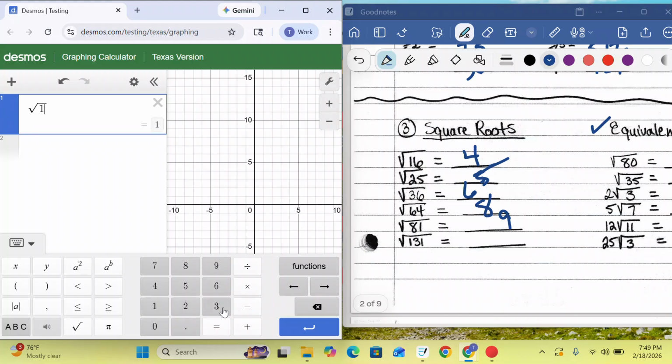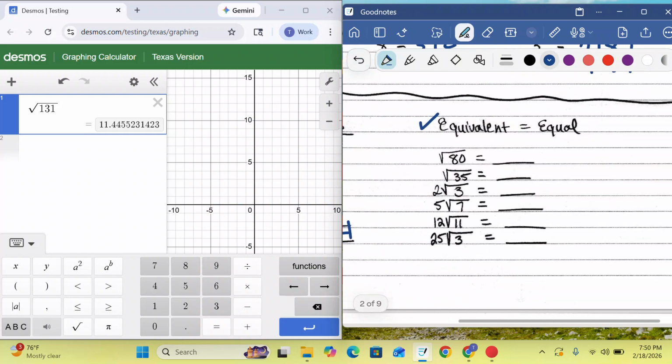So I'm going to put square root of 131. And we're not doing any type of rounding. We're just practicing on Desmos. So the answer is $11.44. And once again, we are not doing rounding. We are just practicing how to input it on Desmos.